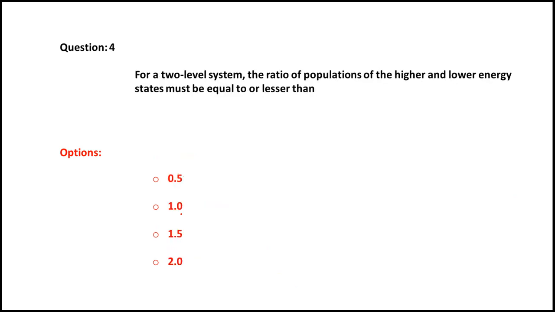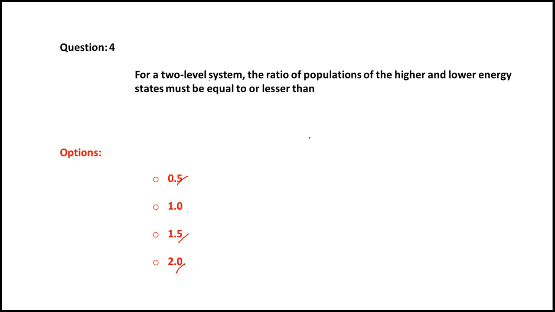Okay, so we'll go on to the next question. For a two-level system, the ratio of population of the higher and the lower energy states must be equal to or lesser than what? The first option is 0.5, second is 1.0, third is 1.5, and the fourth is 2.0.